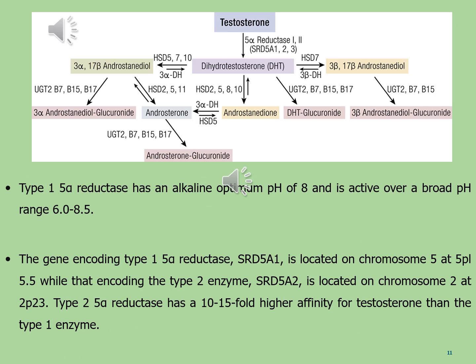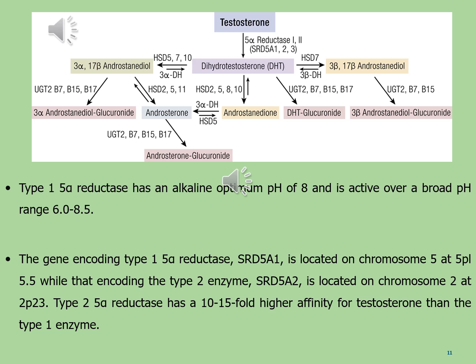So you can see over here how dihydrotestosterone is derived from testosterone by the effect of enzyme 5-alpha reductase 1, 2 and 3, that is also abbreviated as SRD5A1, 2 and 3. This is the first step which is used for the synthesis of dihydrotestosterone. Let's see how different kinds of steroidal hormones are derived from dihydrotestosterone by the effect of relative enzymes.